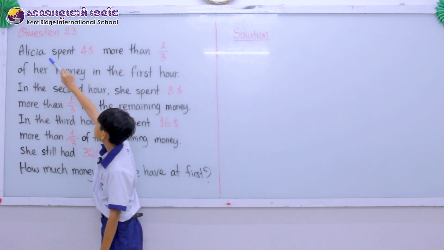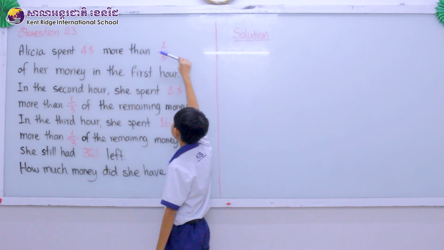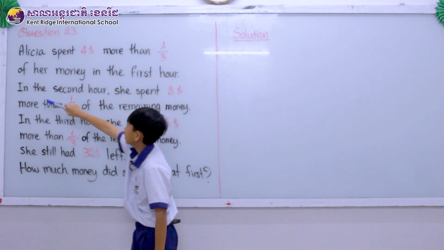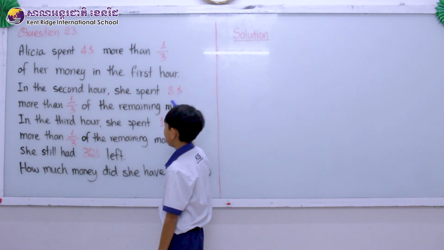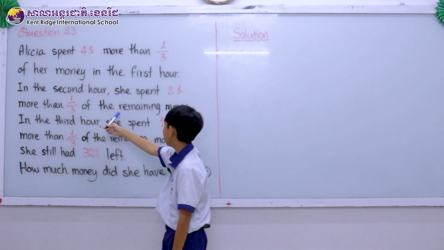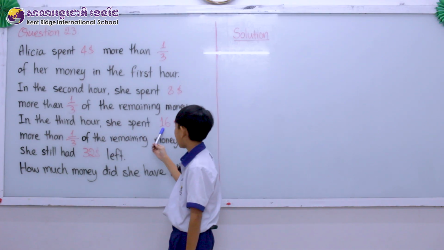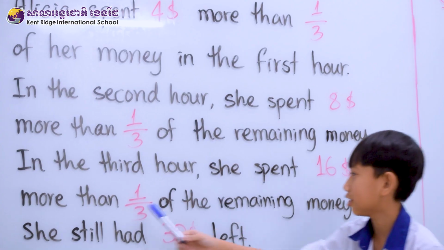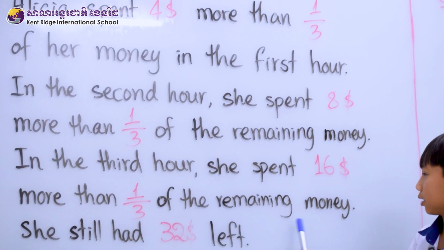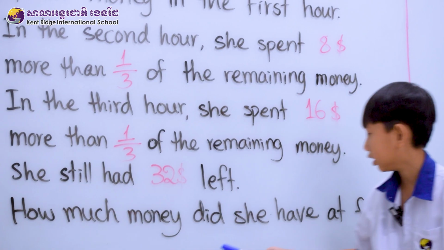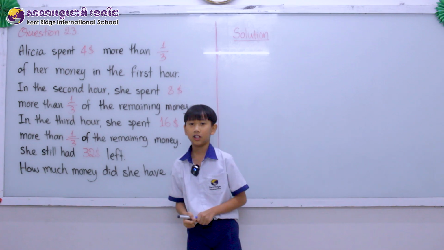They say Alicia spent $4 more than 1/3 of her money in the first hour. In the second hour, she spent $8 more than 1/3 of the remaining money. And in the third hour, she spent $16 more than 1/3 of the remaining money. She still had $32 left. How much money did she have at first?